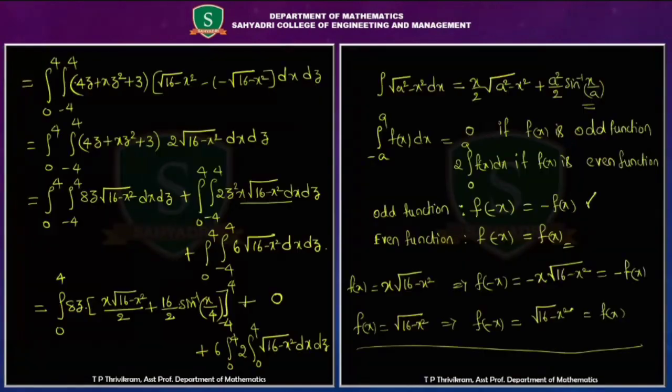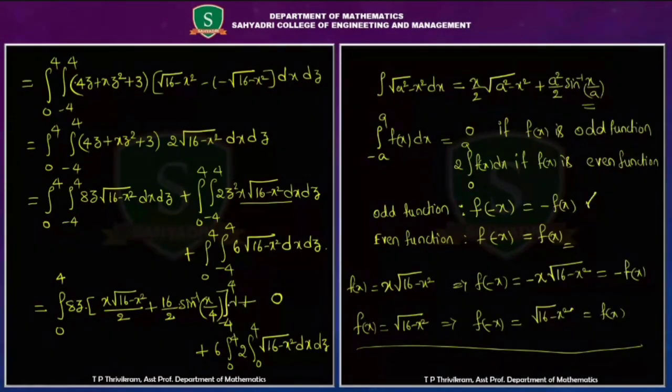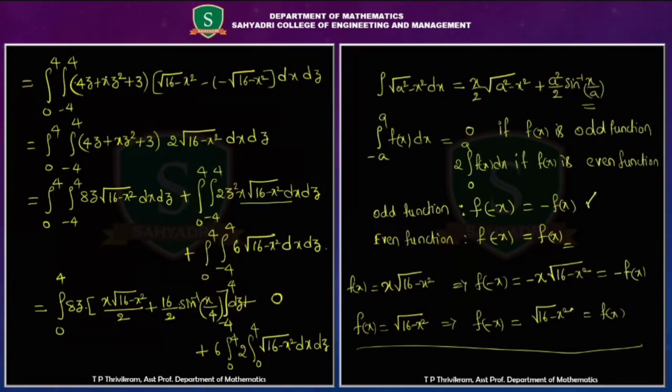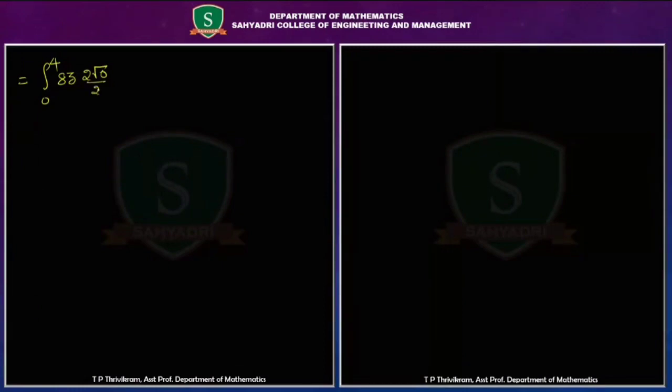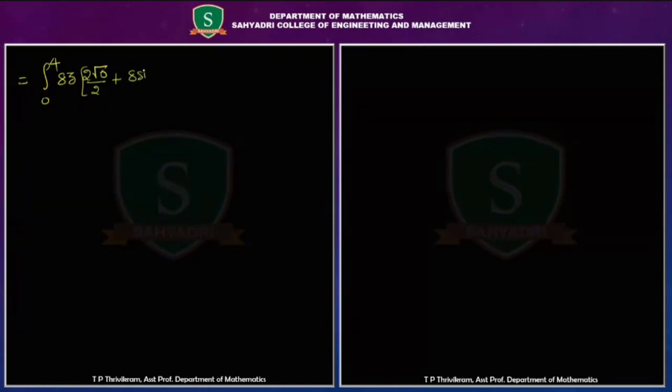So this one is equal to, if you apply the limits for the first term, what happens? Integral 0 to 4, 2 root of 0 there, plus 8 sin inverse 1, minus again 2 root of 0 by 2, again plus 8 sin inverse of minus 1. So dz will be there.